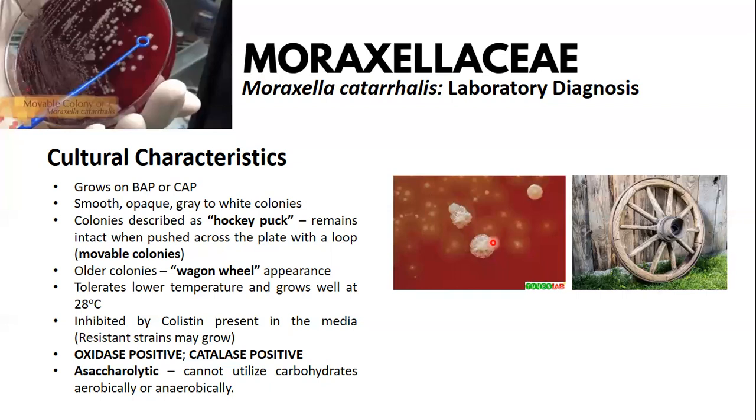However, one way to differentiate Moraxella catarrhalis from Neisseria species, particularly the pathogenic Neisseria, which are Neisseria gonorrhoeae and Neisseria meningitidis, is their asaccharolytic reactions when they are incubated in a CTA medium containing carbohydrates. Meaning to say, because they are asaccharolytic, they are unable to utilize any of the carbohydrates present in the medium aerobically or anaerobically when they are inoculated in a CTA medium.